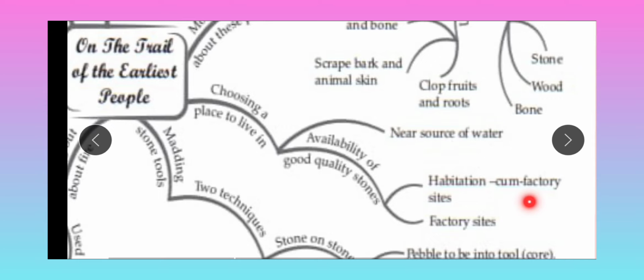tools from the stone. So the sites where the people were making stone tools are called factory sites. And where the people were also living at that place, that is called a habitation cum factory site, or where the people were only making the tools, that is called a factory site.